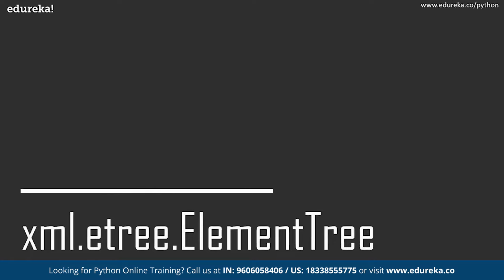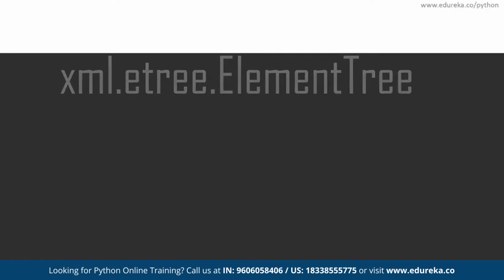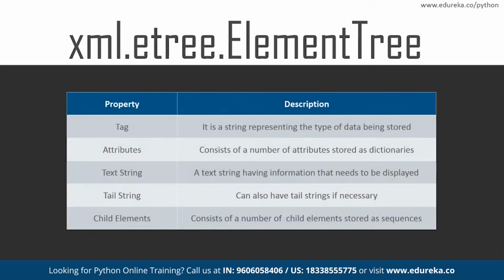Okay, now let's move on to take a deeper look at these modules, beginning with the ElementTree module. As mentioned earlier, this module helps format XML data in a tree structure. ElementTree is a class that wraps the element structure and allows conversion to and from XML. And it has the following properties. So basically, each element that's present in the ElementTree module will consist of a tag that describes the type of data being stored, the attributes which are basically stored as Python dictionaries, a text string consisting of the information that needs to be displayed, a tail string which is optional, and child elements which consist of other specific data.